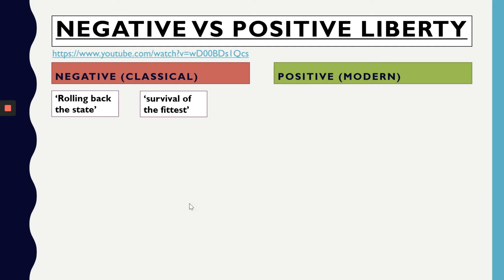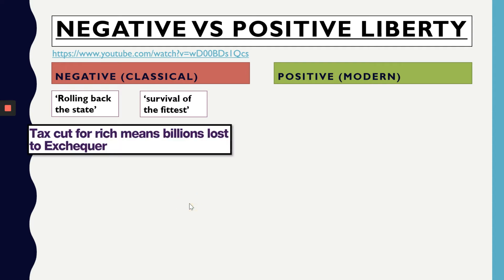This phrase, I'm sure we've all heard before: survival of the fittest. This is something classical liberals believe in. They think that actually the fittest will survive. Those that make the right choices will go on and be successful, and those that don't will fail. And that's how we learn how to live.